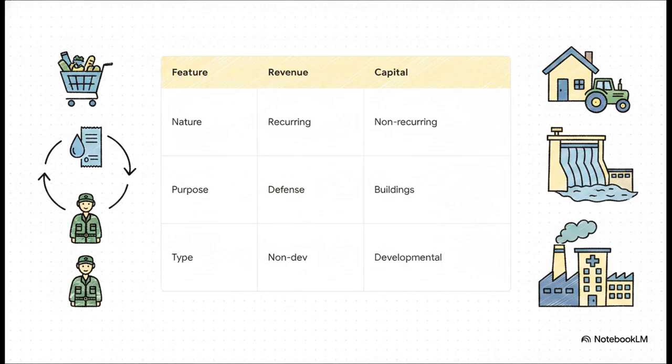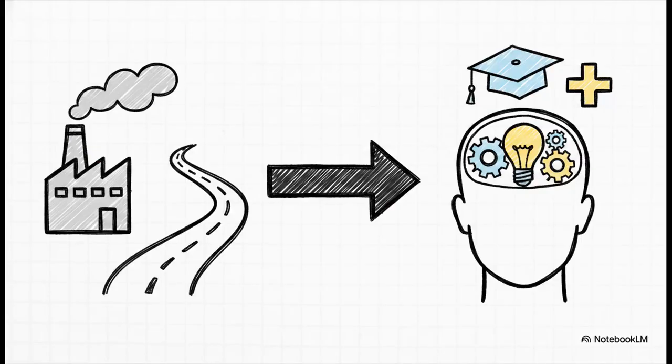Capital expenditure, on the flip side, is like buying a house or maybe a new tractor. It's a non-recurring investment that creates a long-term asset, like building a dam, a steel plant, or a brand new hospital. Historically, you'd also see spending split into developmental and non-developmental. Developmental spending was for tangible economic progress, like transport and communication. Non-developmental was just for general administration. But here is the really crucial point about how this has evolved.